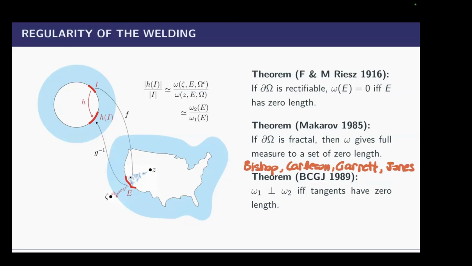Okay. So for instance, if you take your favorite fractal set, which in my case is the Koch snowflake, then tangents have zero length. Therefore, harmonic measure from inside and outside are mutually singular, and this gives you a singular welding by this description of the welding map.